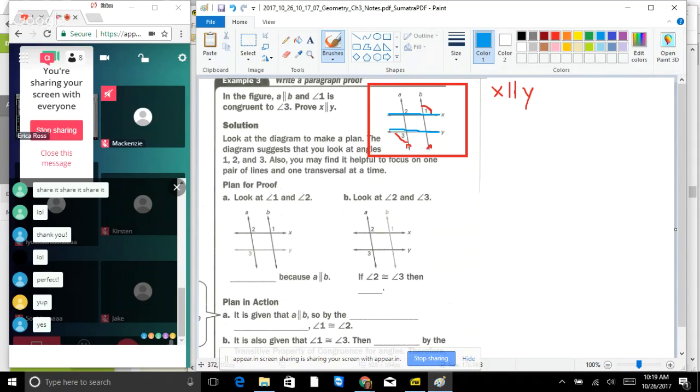So a couple things. I could prove that X is parallel to Y if angle 1 is congruent to angle 2. Okay? So X is parallel to Y if angle 1 is congruent to angle 2. Why is that? What theorem or postulate tells me that that's true?